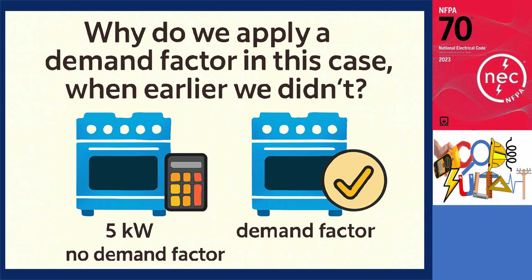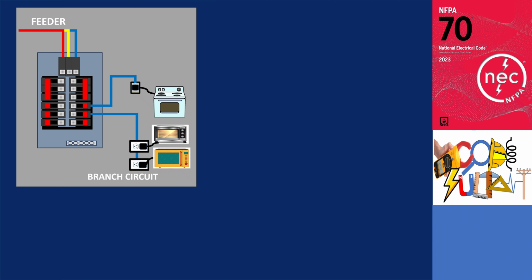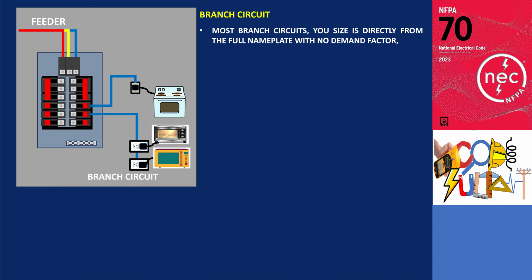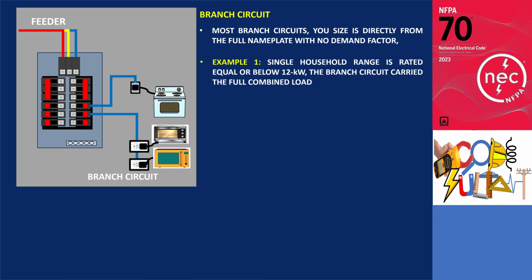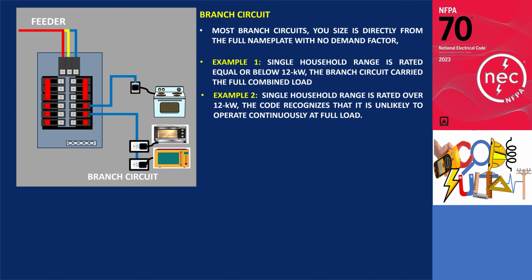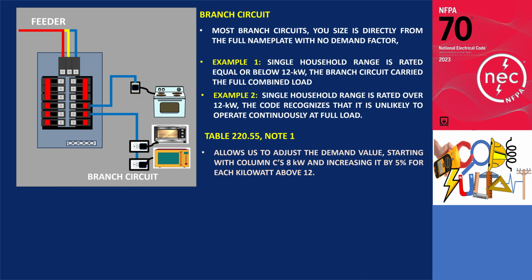But here's the important question we need to ask. Why do we apply a demand factor in this case, when earlier we didn't? The answer lies in the NEC's distinction between branch circuits and feeders. For most branch circuits, you size directly from the full nameplate with no demand factor, which is why in our earlier example the branch circuit carried the full combined load. However, when a single household range is rated over 12 kilowatts, the code recognizes that it is unlikely to operate continuously at full load. That is why Note 1 of Table 220.55 allows us to adjust the demand value, starting with column C's 8 kilowatts and increasing it by 5% for each kilowatt above 12.